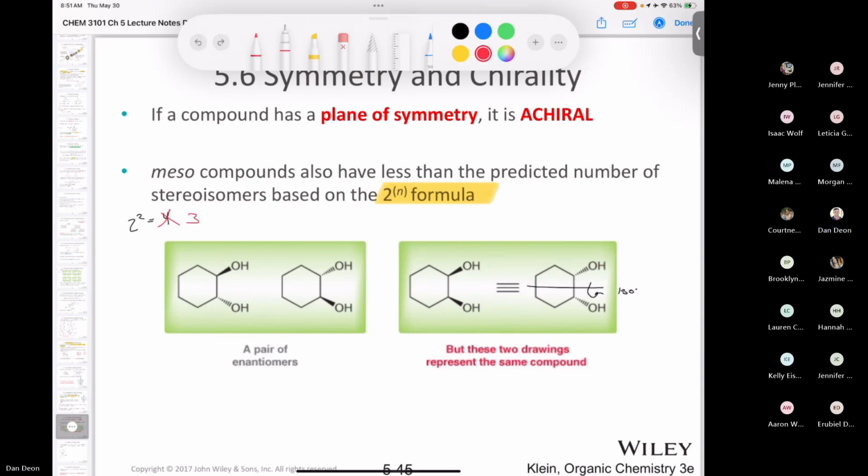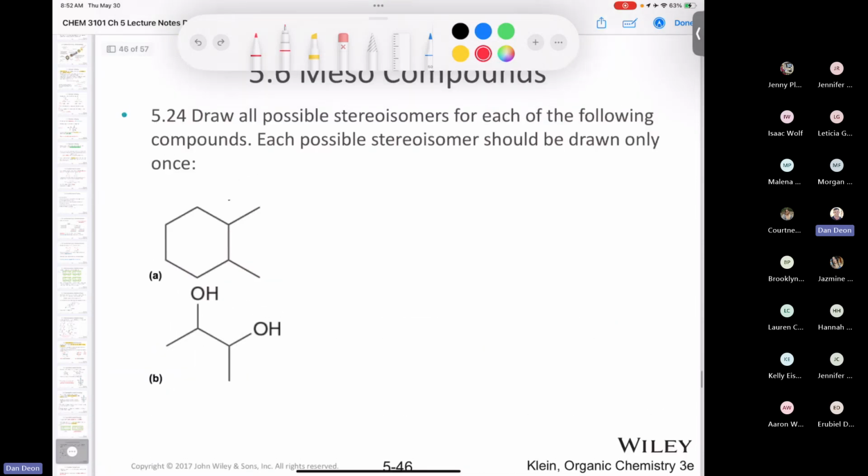That's it. So if you're wondering, oh man, are you going to give me like 30 stereoisomers and then I have to root through them and find a meso compound? Of course not. I'm only going to ask you something that is very manageable. And we're going to take a look at an example of a problem like that in just a second.